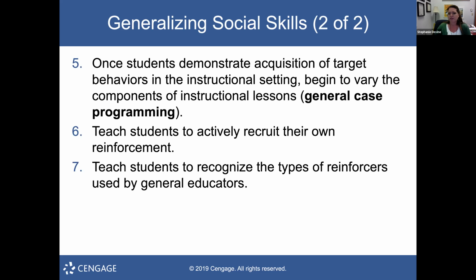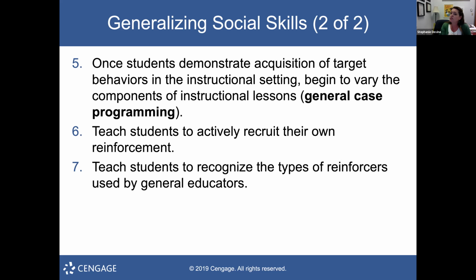Number 5, once students demonstrate acquisition of target behaviors in the instructional setting, then begin to vary components of those instructional lessons. So that's the general case programming that you might remember from, I believe it was chapter 5, talking about generalization procedures. So here's where you're going to start to vary one component.